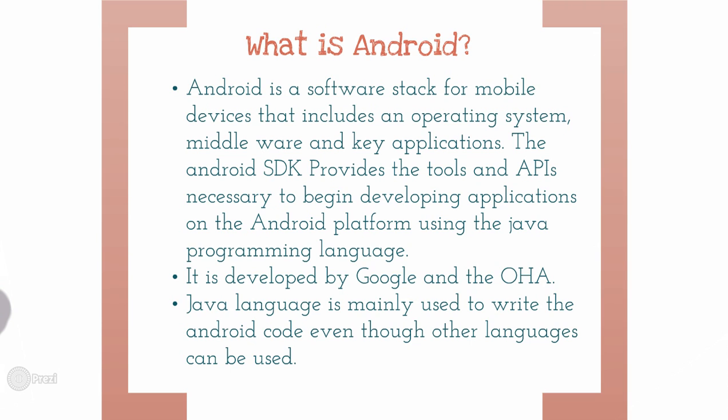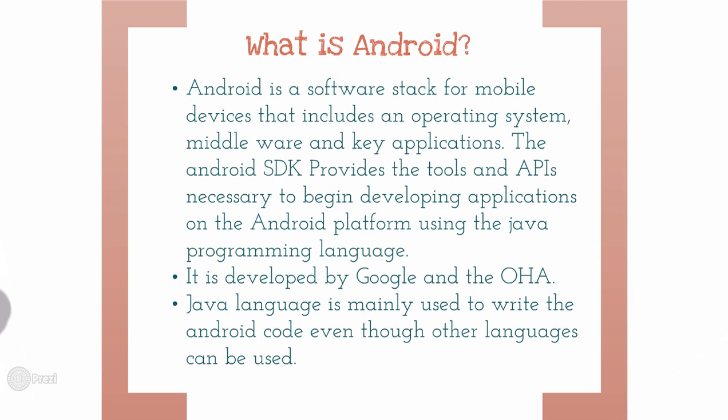So you'll see the definition. Android is a software stack for mobile devices that includes an operating system, middleware, and key applications. The Android SDK provides the tools and APIs necessary to begin developing applications on the Android platform using the Java programming language. Simple. So you can say simply, Android is a Linux kernel based operating system. You'll give the definition like this.